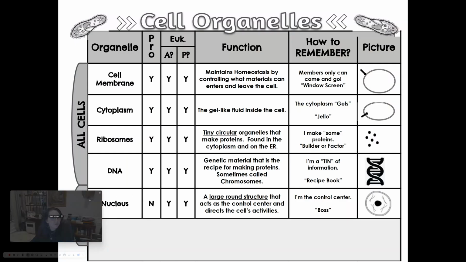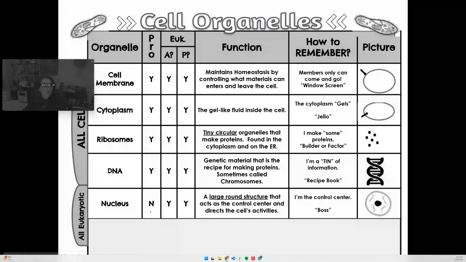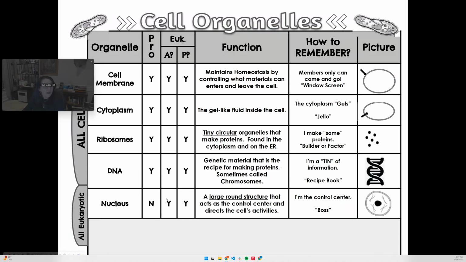If we look at your chart for nucleus, it's no for prokaryotic cells, yes for eukaryotic, both plants and animals. And again, this is the control center, the boss. You can see here, this is the nucleus. That's that nucleolus I was talking about. And these little hair-like structures, those are the DNA in the form of chromosomes. And that's sometimes how we refer to DNA, as chromosome.